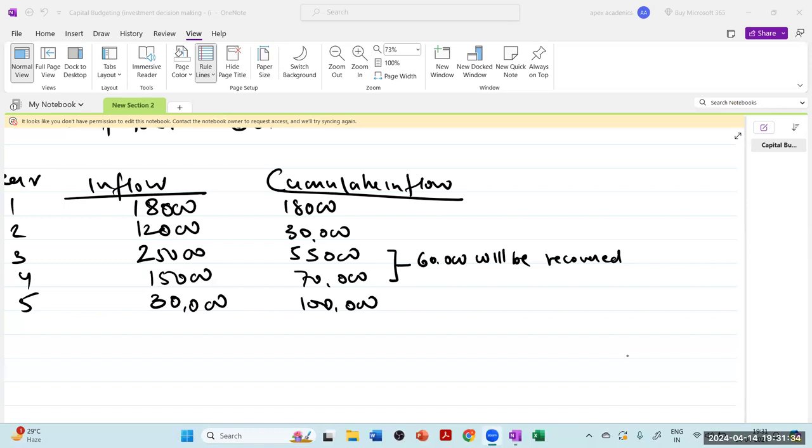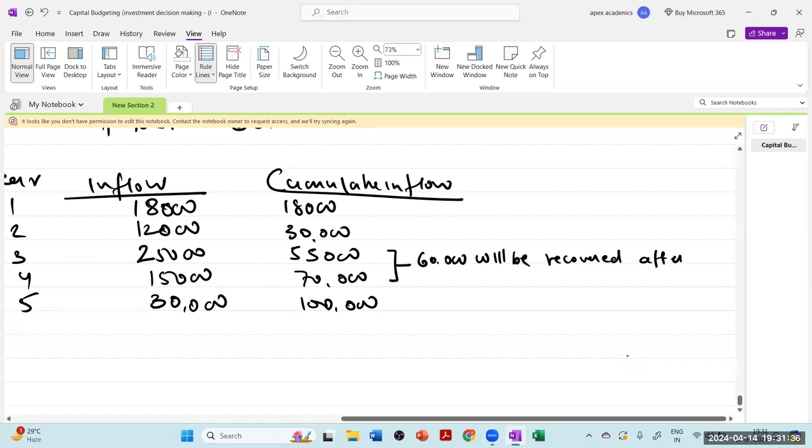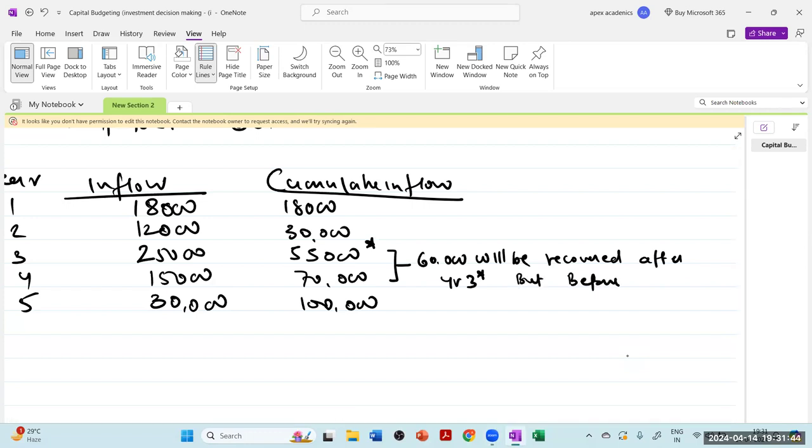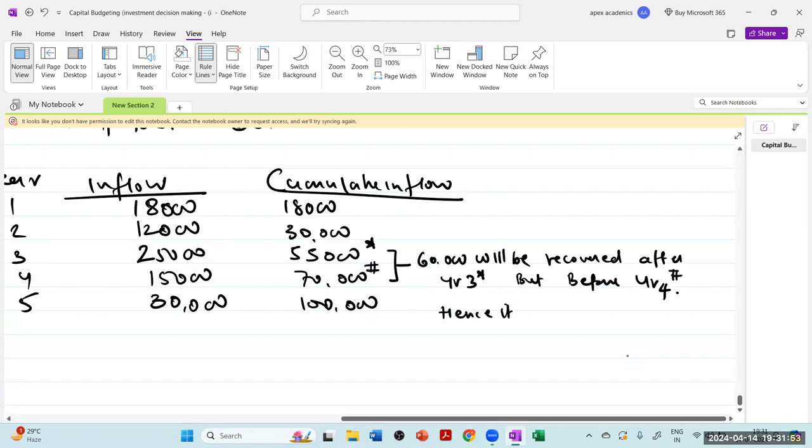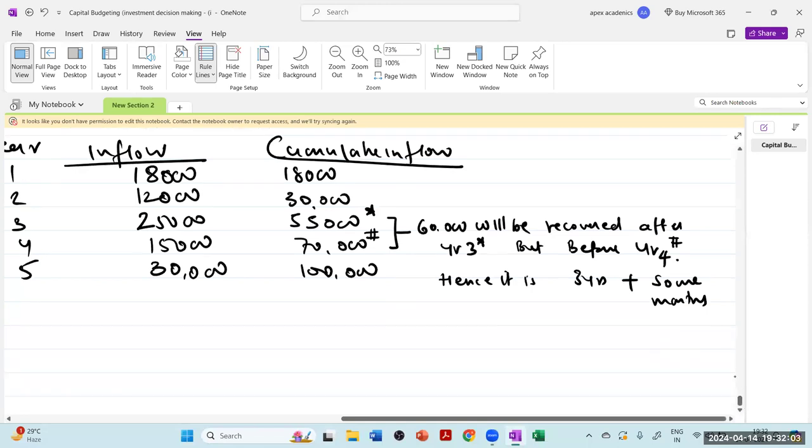That 60,000 will be recovered after year 3, but before year 4. Hence, it is 3 years plus some months. I hope you agree with this. It is 3 years and plus some months or days or whatever.